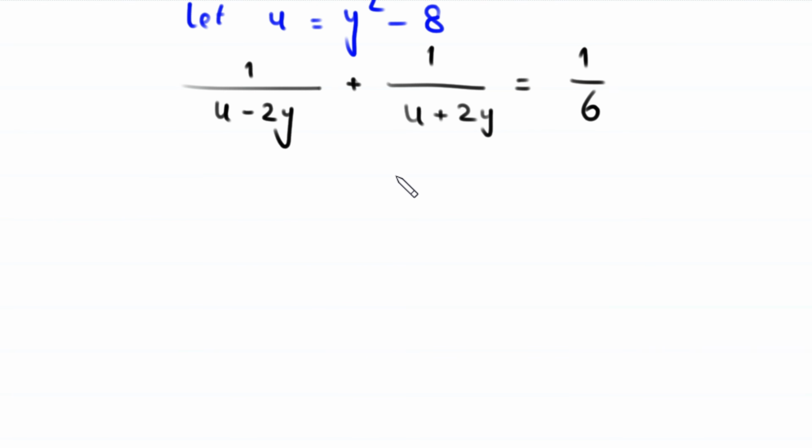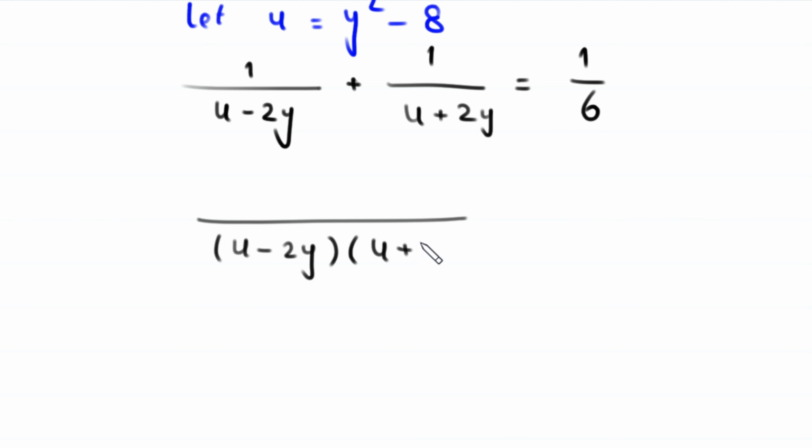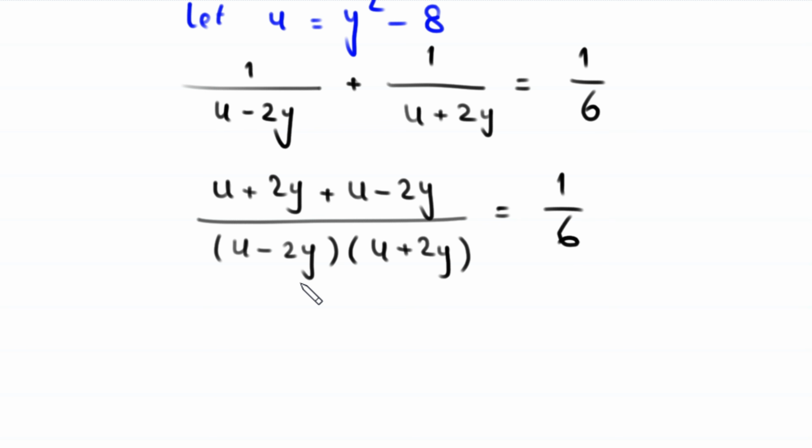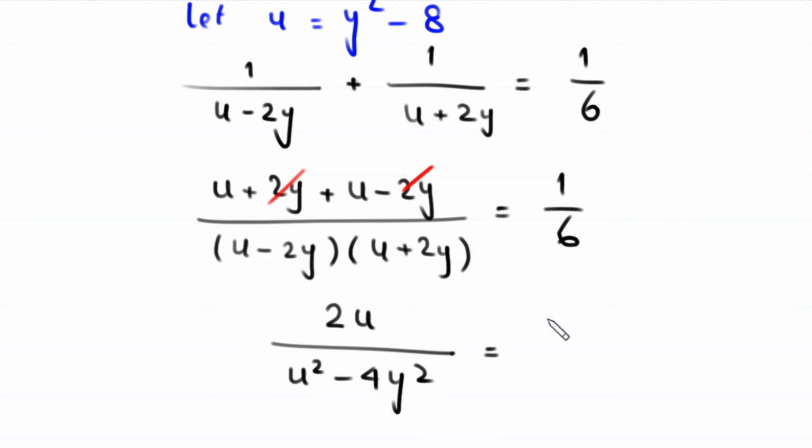The LCM of these two denominators is (u minus 2y) times (u plus 2y). So this will become (u plus 2y) plus (u minus 2y) equal to 1 over 6. Further simplify, the negative 2y will be cancelled with the positive 2y, and u plus u is 2u, divided by this, will become u squared minus 4y squared equal to 1 over 6.